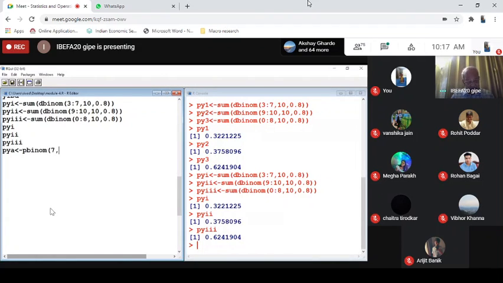7 and 0.8. So this will give me cumulative probability from 0, 1, 2, 3, 4, 5, 6, 7 minus P binom. I want 3 inclusive. So I don't want 2. 0.8.